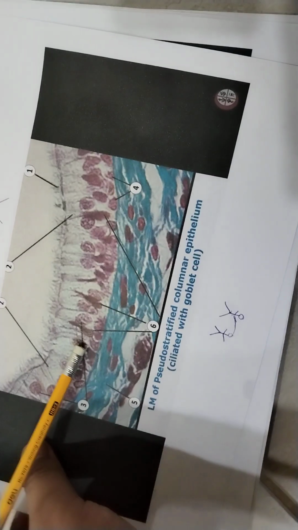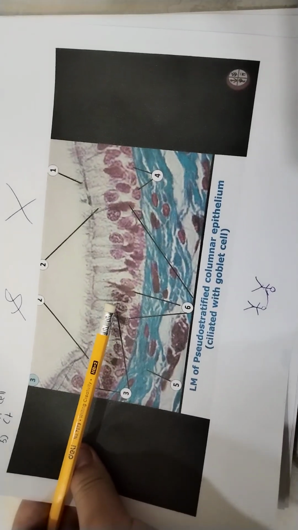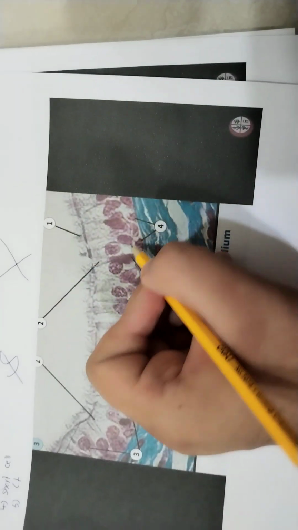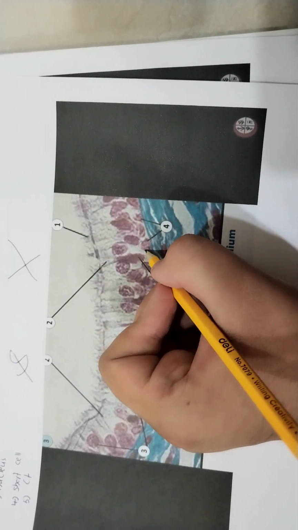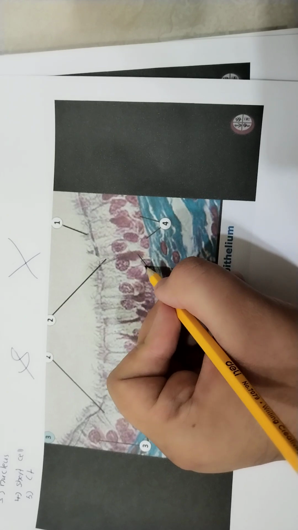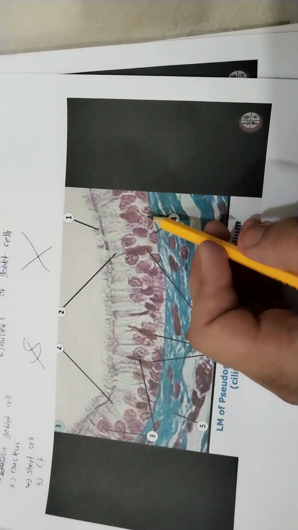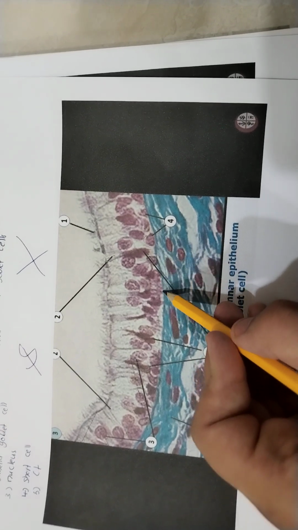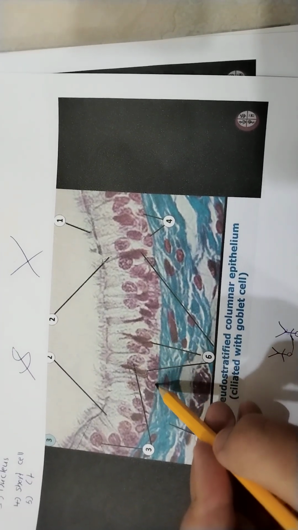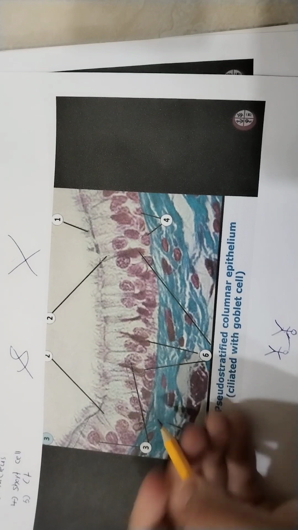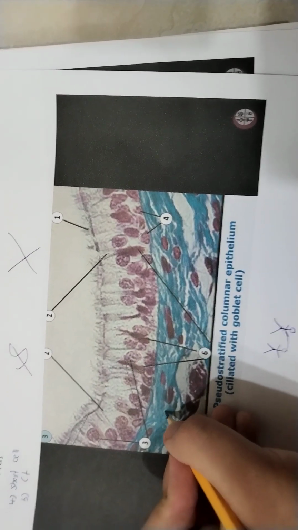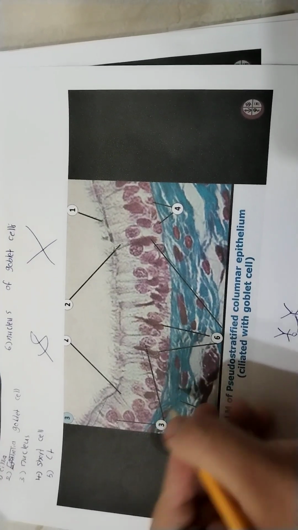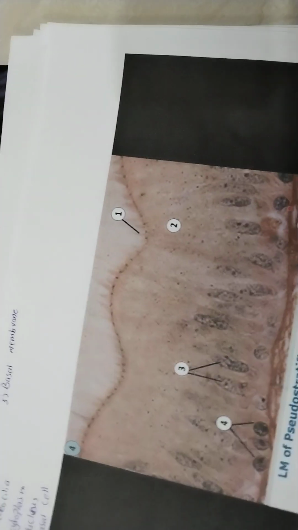So number 4, we have the short cells. Those are called the short cells. Okay, they are in the basement. This is the basement membrane. Under every epithelial tissue we should have a basement membrane. Okay, so number 5 is the connective tissue, or CT. I wrote it here.